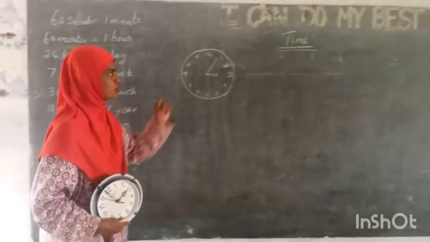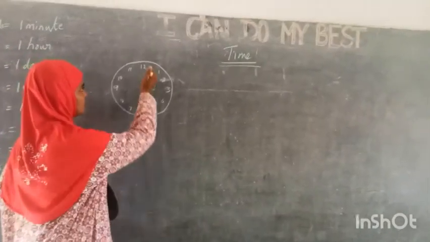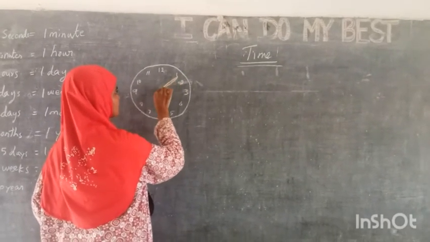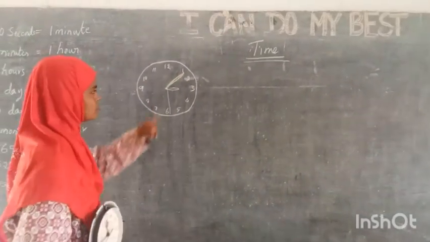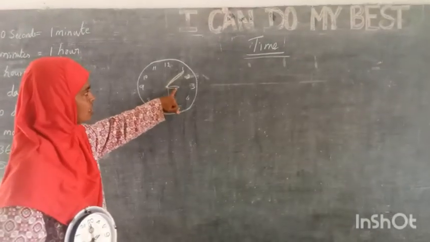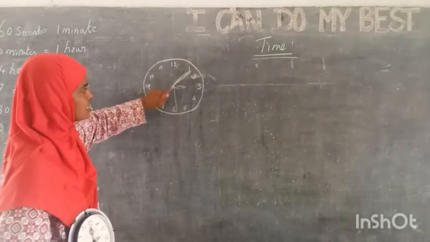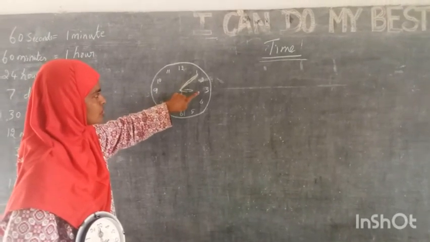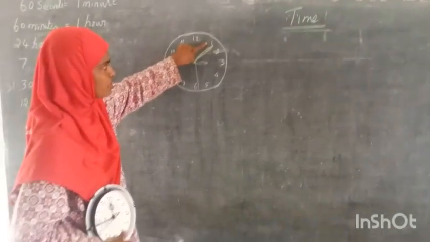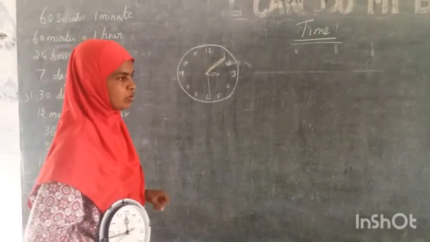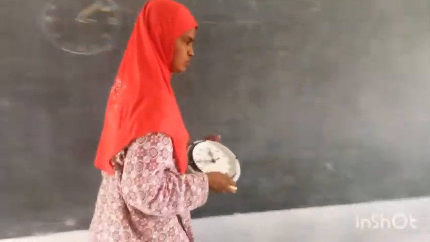Fine. Now we will go further. For example, let me take the timer. Now what is the time? The short hand is the hour hand, the long hand is the minute hand, and this is the second hand. So now the time is 3 o'clock 5 minutes, or 3:05. Let's check your book now.